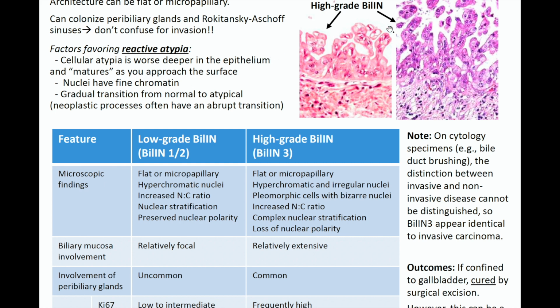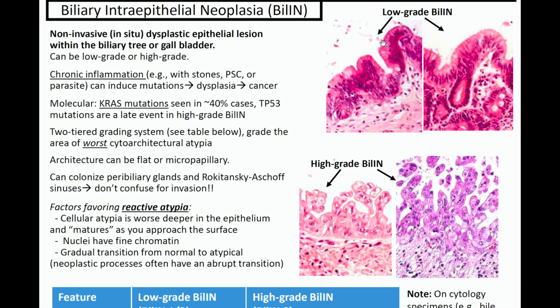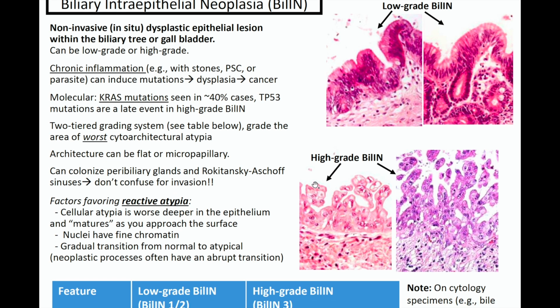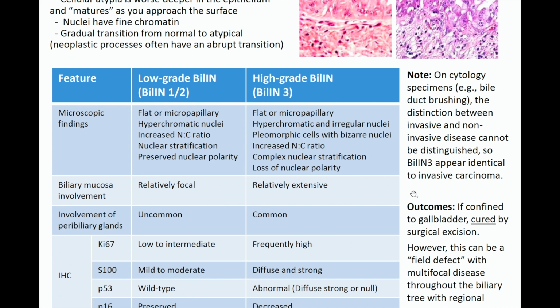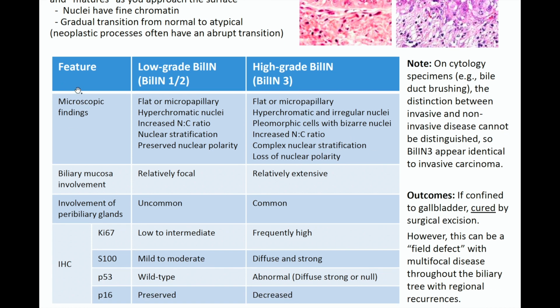So here are some pictures of high-grade BilIN, and you can see, when you compare it to the low grade, that low grade still looks like a mucinous surface or an epithelial lining. High-grade BilIN architecturally and cytologically just looks very atypical and worrisome. So I'll let you review this chart on your own, but it could be a good thing to reference, comparing the features that you may see in low-grade BilIN and high-grade BilIN. I don't think it would be quite as helpful for me to just read it off. Probably would be best for you to reference it on your own and take notes.